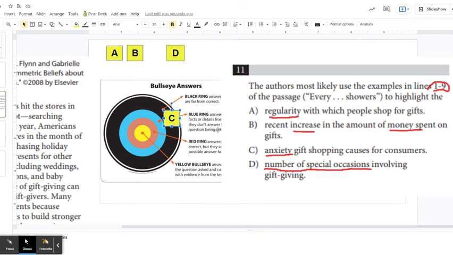The blue ring answer is a factual detail but doesn't answer the question being asked. So the next one I'm going to look at is B. They did talk about the money, but they didn't talk about any increase or decrease in the amount of money that was being spent. So I don't think that has anything to do with the question being asked because they weren't highlighting an increase. So I'm going to move B to the blue. Now I'm left with two choices, A and D.